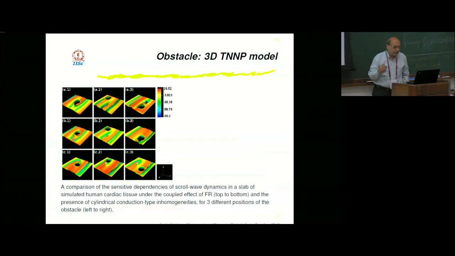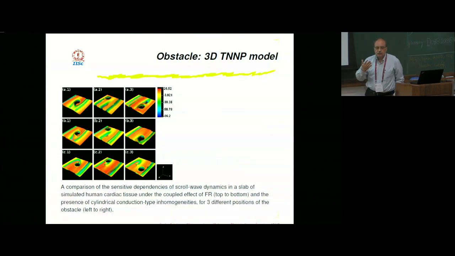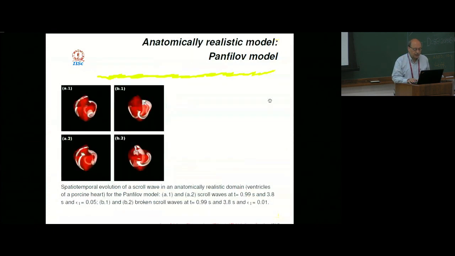So this is a simulation in the 3-dimensional TNNP model with actually muscle fiber orientation. So now the diffusion constant is no longer a simple scalar. It is a horrible tensor, and the components of the tensor have to do with the way in which the muscle fiber cells are oriented. And here again, qualitatively, the same message: sensitive dependence on the position of the inhomogeneity. Here is something in an anatomically realistic domain.